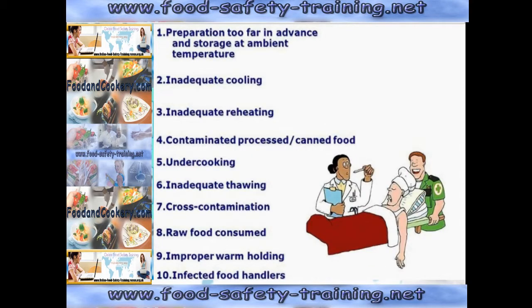Here are the 10 most common causes of food poisoning. Number 1. Preparation too far in advance and storage at ambient temperature or in the temperature danger zone, room temperature. Number 2. Inadequate cooling. Number 3. Inadequate reheating. Number 4. Contaminated processed or canned food. Number 5. Undercooking. You must cook to 75. Number 6. Inadequate thawing. Number 7. Cross-contamination. Number 8. Raw food consumed. Number 9. Improper warm holding. And number 10, infected food handlers.